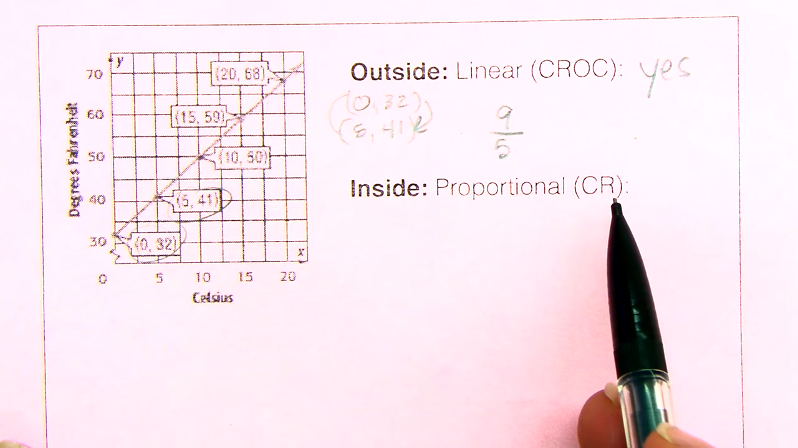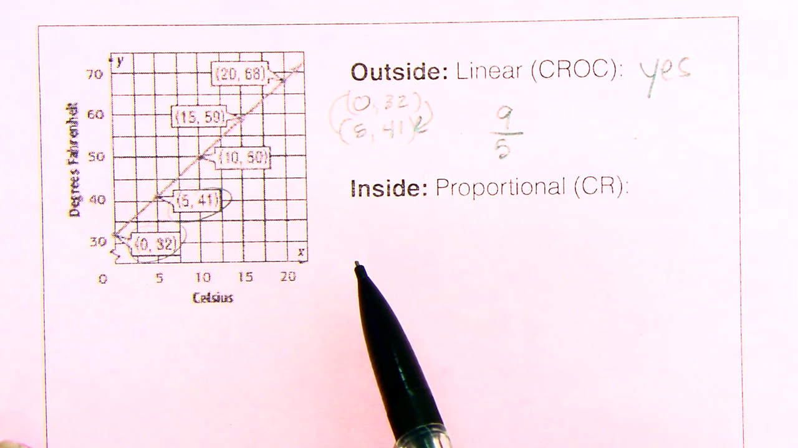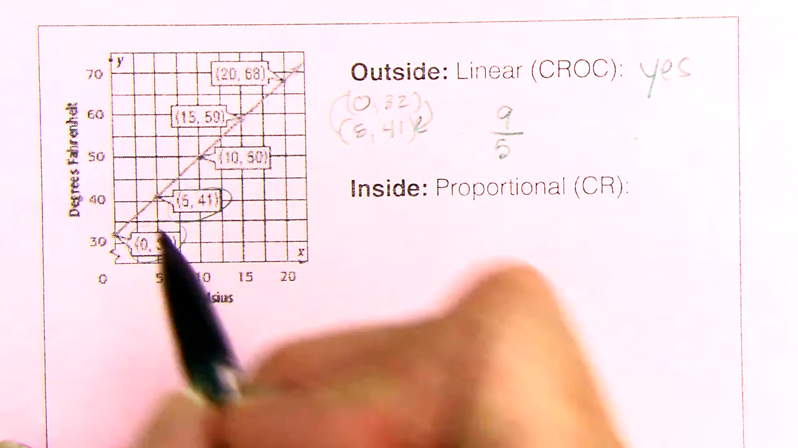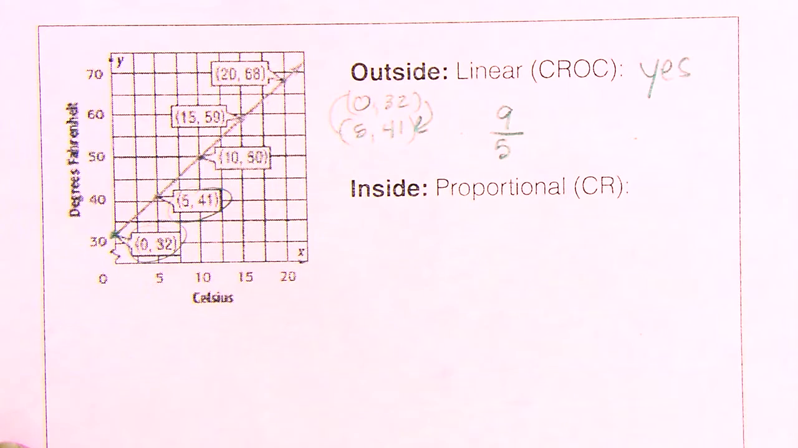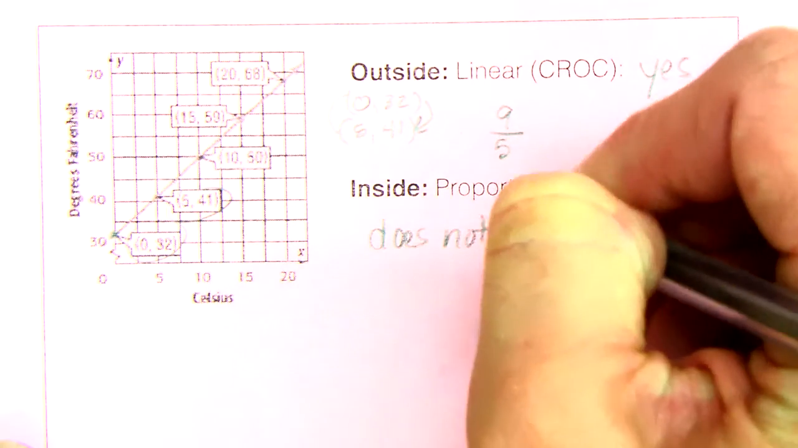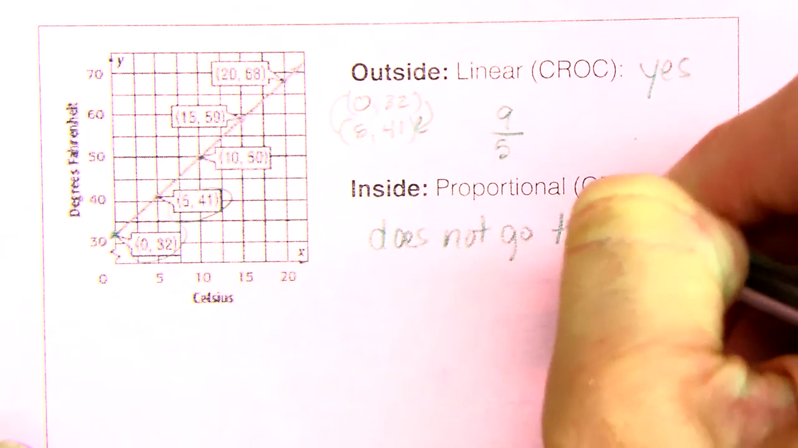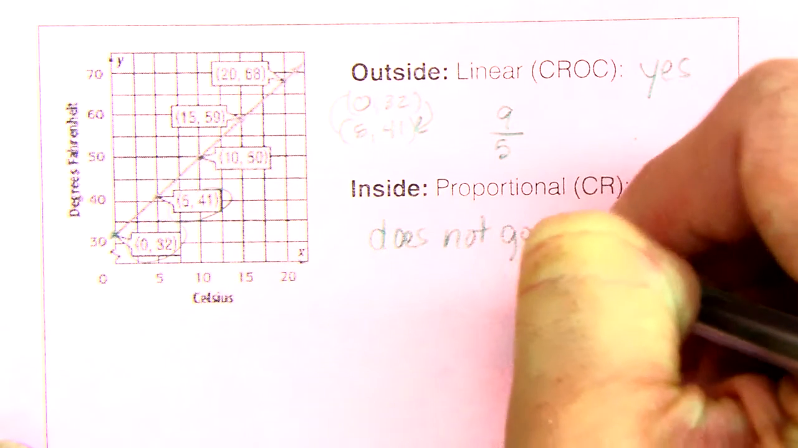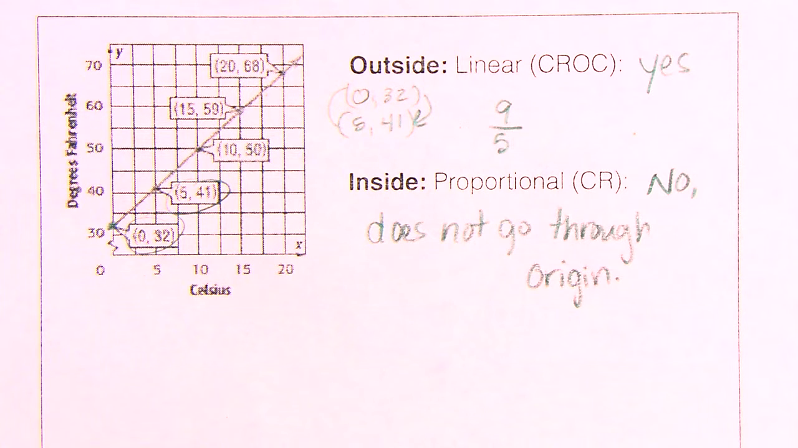But it's not proportional. I don't even have to check that, because I can look over here and say, well, it's not going to go through the origin because it's going through 0, 32. It doesn't go through 0, 0. So no, it's not. Why? Does not go through origin. Now, I can say that on this problem because I actually have a graph to look at. If I don't have a graph to look at, I can't say it doesn't go through the origin, not unless you graph it. And if you graph it, you better show me the graph.